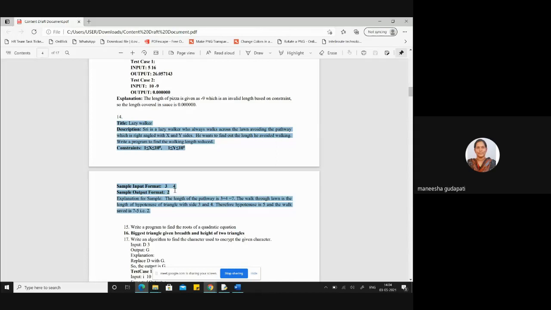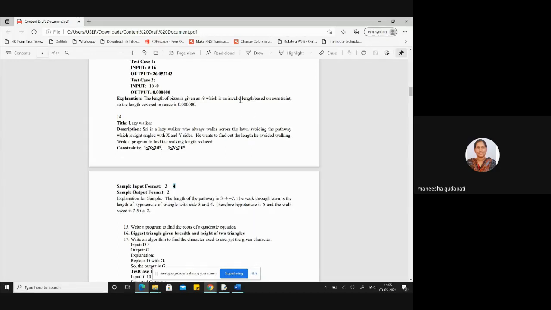Some sample input: if they give you 3, 4, the output should be 2. How is the output 2? Suppose the length of the pathway on one side is x, with x value 3 and y value 4. So 3 plus 4 is 7. But what Sri is doing is crossing across the lawn, avoiding the pathway.